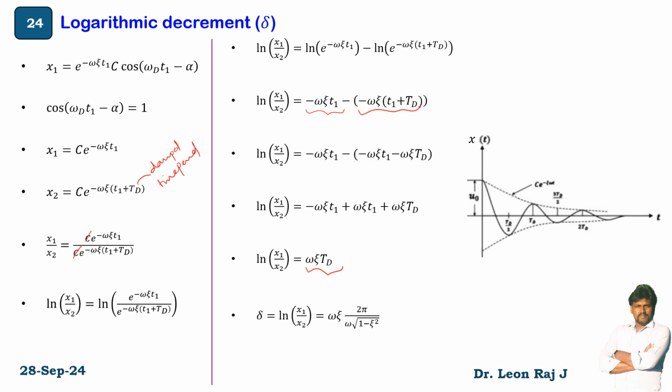Td is nothing but 2 pi by omega d. This omega d is the damped natural frequency, and for small values of psi, your logarithmic decrement is nothing but 2 pi psi.